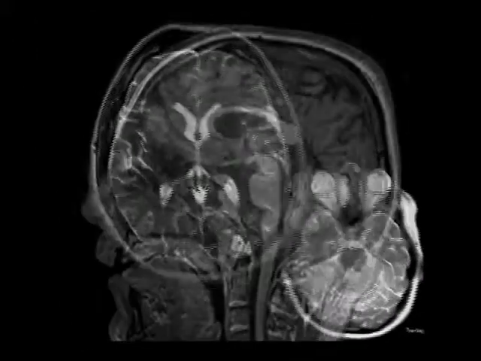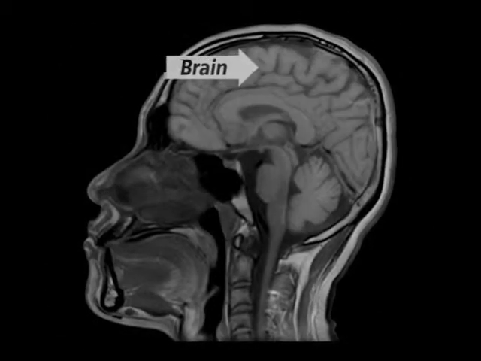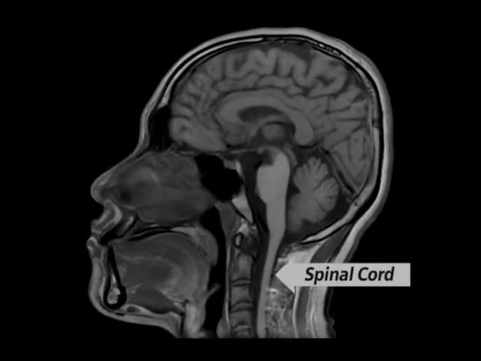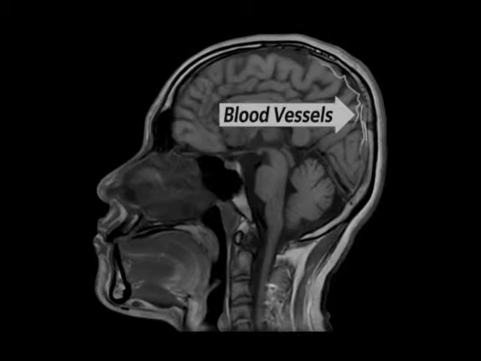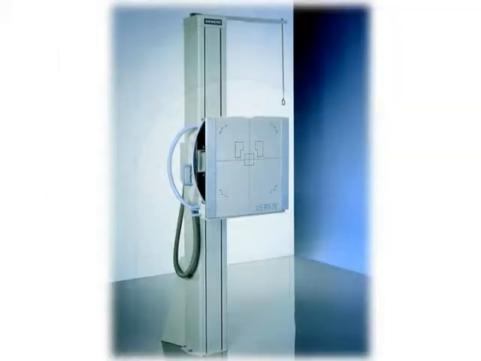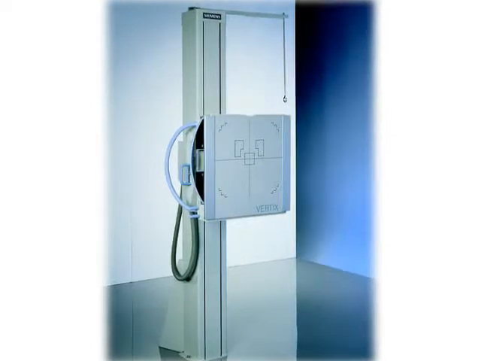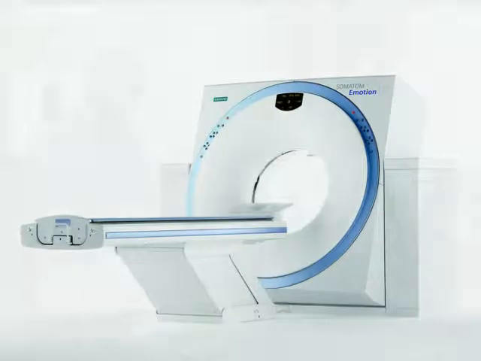These are MR images of the brain. They're astoundingly clear and detailed. Here, in addition to the brain, we can see the spinal cord, sinuses, teeth, and even the blood vessels. Just what makes MRI so different from other medical imaging techniques, such as conventional X-rays and computed tomography, known as CT scans? And under what circumstances is MRI the preferred imaging technique?